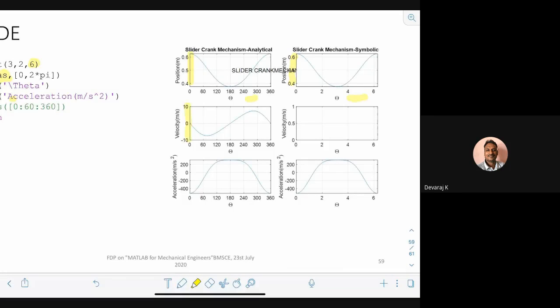Look at the value of velocities. It should be the same, otherwise I've done something wrong here. Here, some power is missing, to the power of 1. That's all. Into 1 is missing. Probably I have not pasted the graph correctly, but the values are coming exactly.